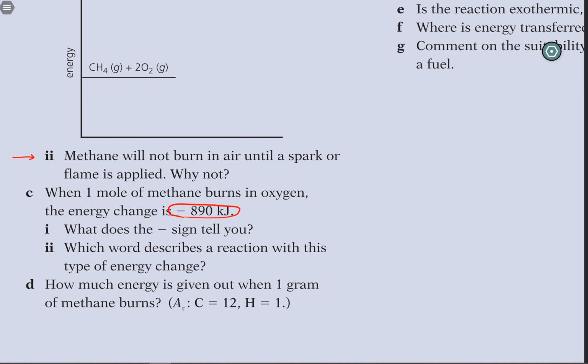Part 2, which word describes a reaction with this type of energy change? We know that it's exothermic. And part D, how much energy is given out when 1 gram of methane burns? This part is cancelled and you don't need to answer this question.